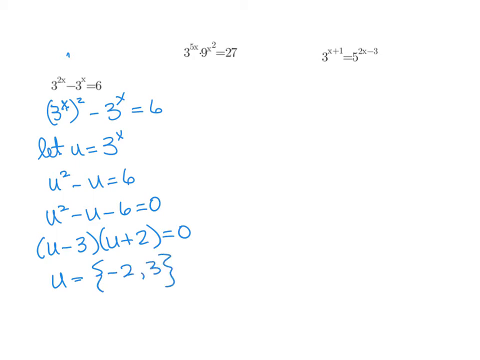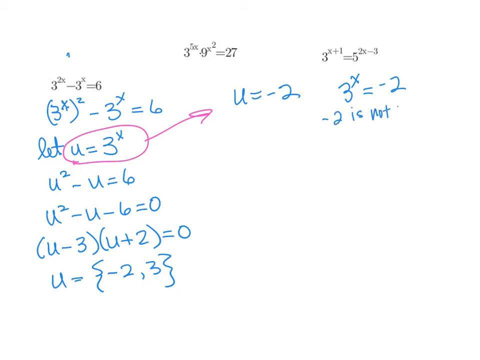And we're going to look at each of those separately. So u equals negative 2. We need to solve for x, not u. So we need to use this fact over here and take things back into x's. So this then becomes 3 to the x equals negative 2. But exponential functions don't have negative 2 in their range. So negative 2 is not in the range. So no solution.